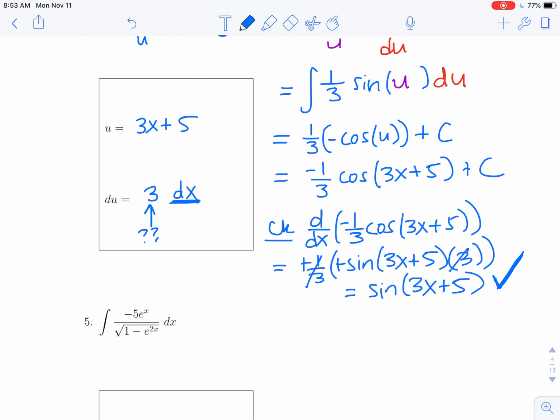So the basic process that we just used is the basic process that you want to use anytime that you're doing integration by substitution.